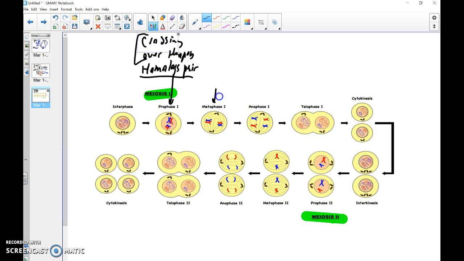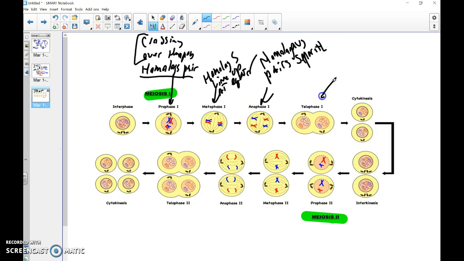Now then, during metaphase 1, the homologs line up at the equator, or at the center of the cell. So during mitosis, they line up single file. During meiosis 1, they line up in pairs. And that's the big, most important difference. During meiosis 1, they line up in pairs. Then during anaphase 1, the homologous pairs separate.